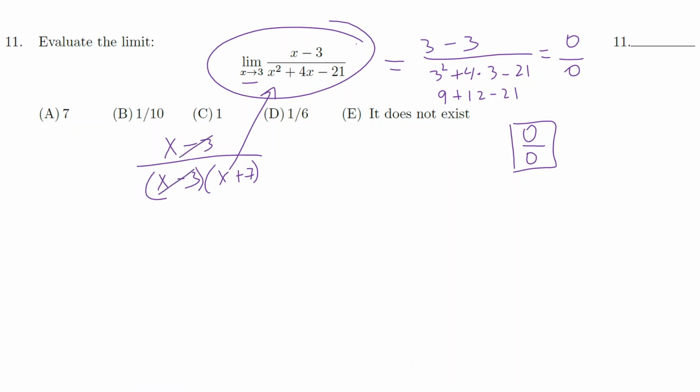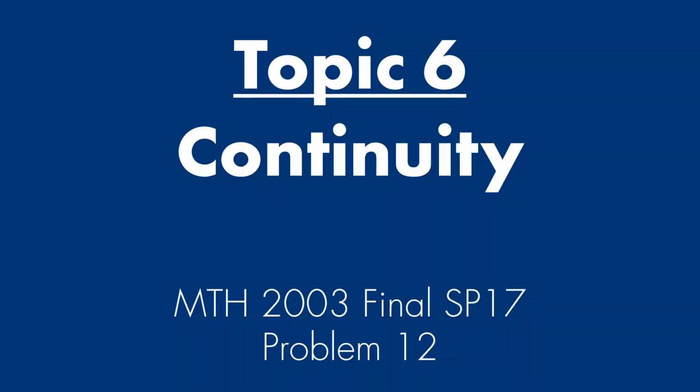So here I can clearly cancel x minus 3. So I'm left with 1 over x plus 7. And I still have the limit when x approaches 3. So if I'm plugging x equal 3 into this, I get 1 over 10. And that is B. Next.